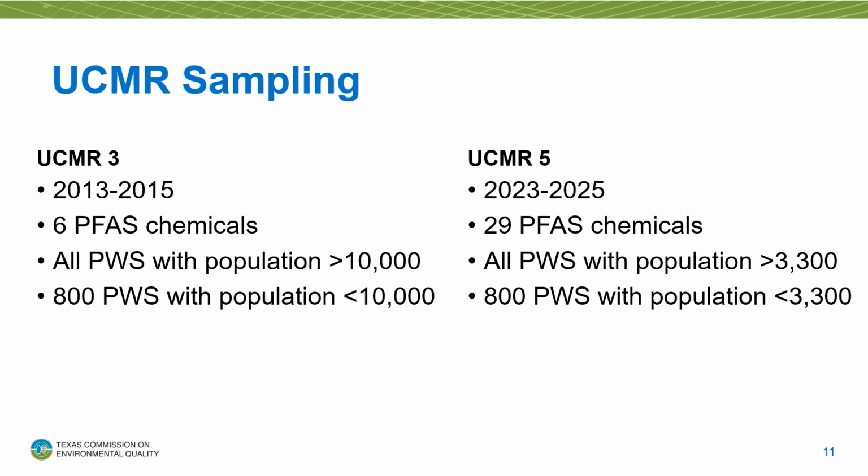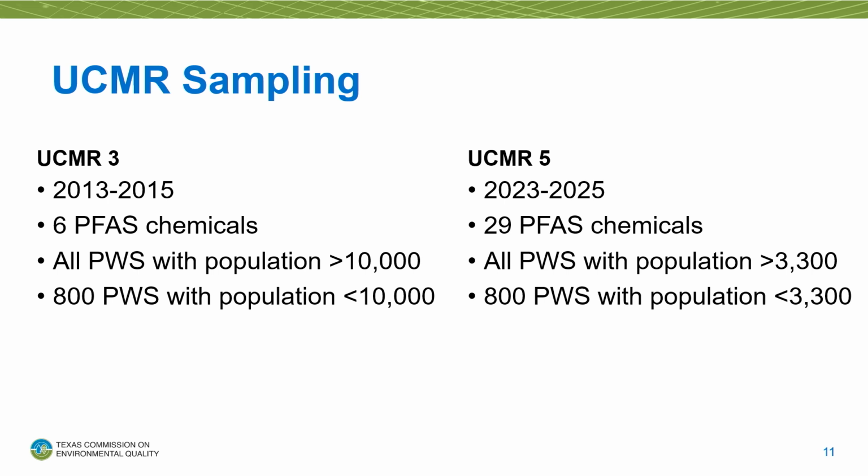The criteria for the sampling was all public water systems with a population greater than 10,000 were included in that sampling. And then 800 public water systems with a population of less than 10,000 were selected. And that was 800 from the whole US.